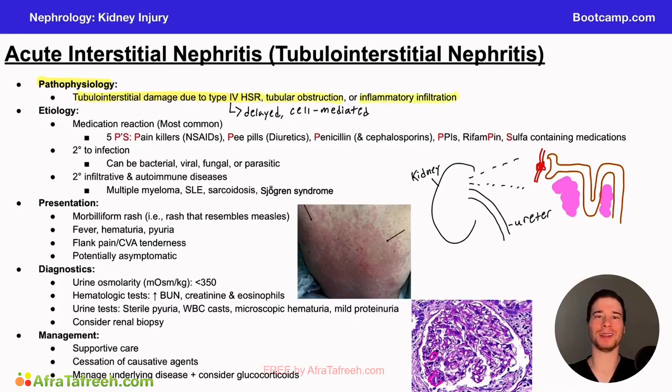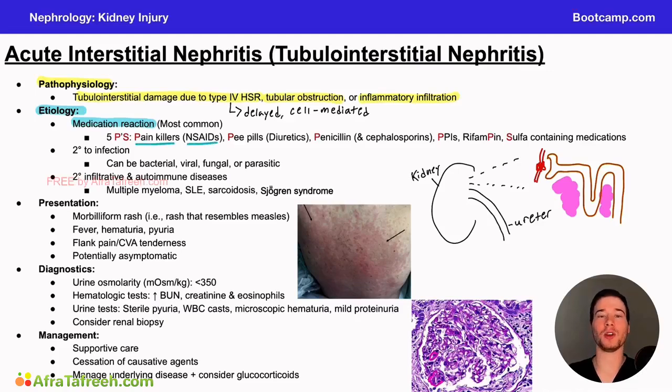And this makes sense, right? Because this is a nephritis, this is an inflammatory process. So when we talk about the key etiologies here, far and away the most common cause of acute interstitial nephritis is going to be a medication reaction. And we break this up by using a memory aid, which is the 5 Ps. The first of which is painkillers. The classic one that we use for patients is going to be NSAIDs.